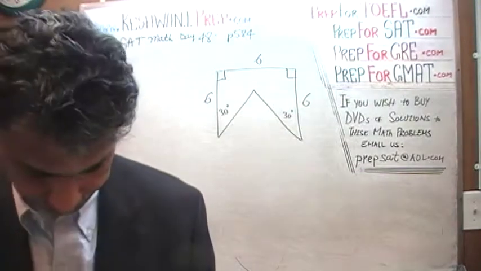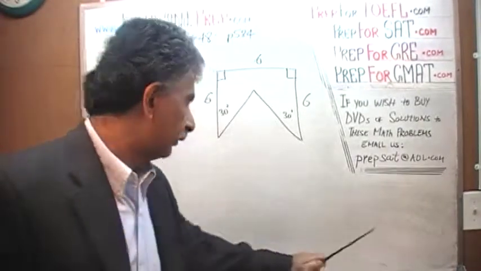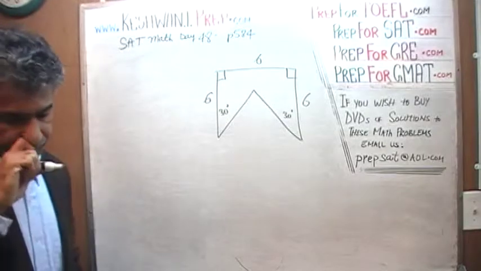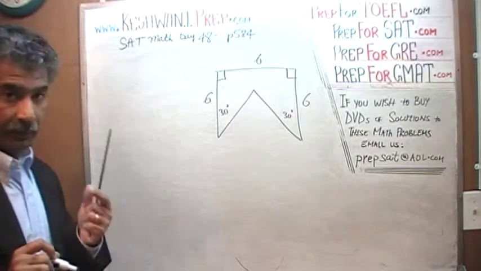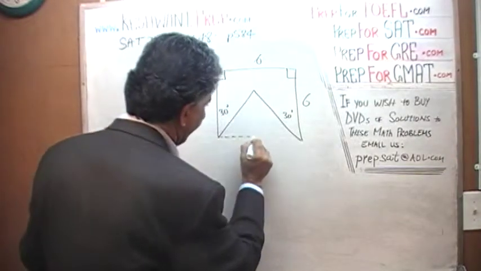Well, let's see what happens here. Pay very close attention so that you can follow. What's the perimeter of this picture? This is a tricky one. You'll find out in a second why. Let's draw a dotted line here.